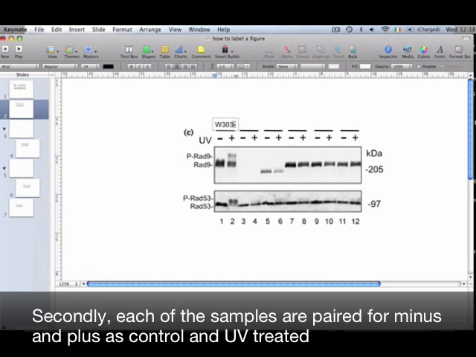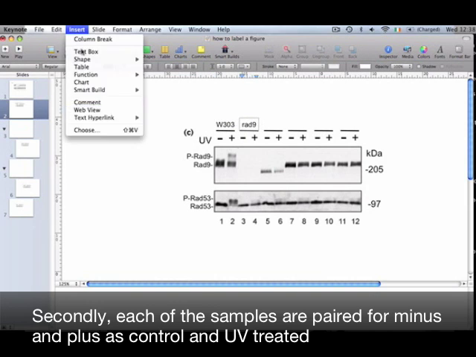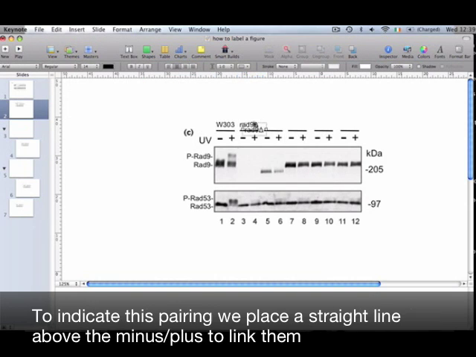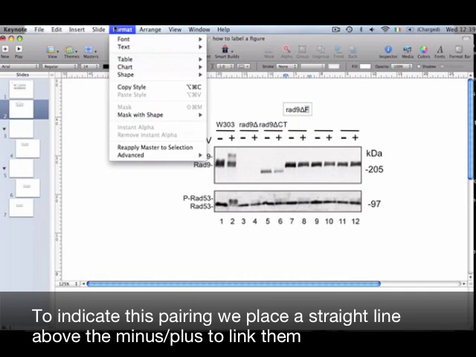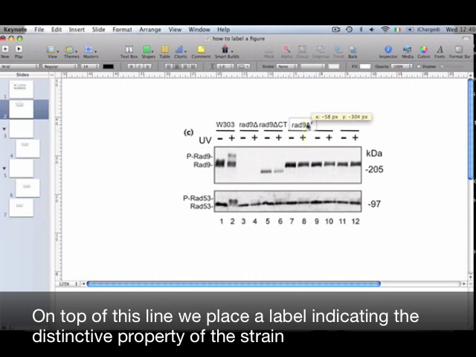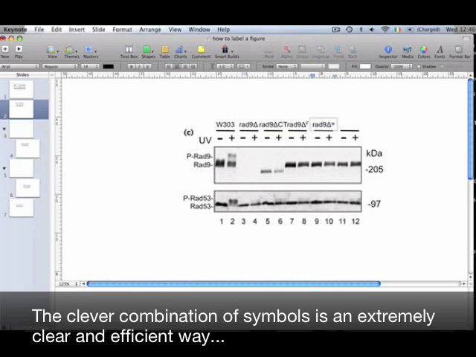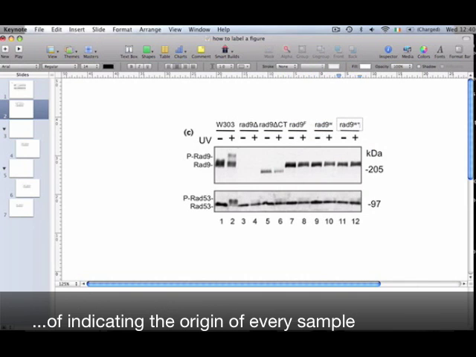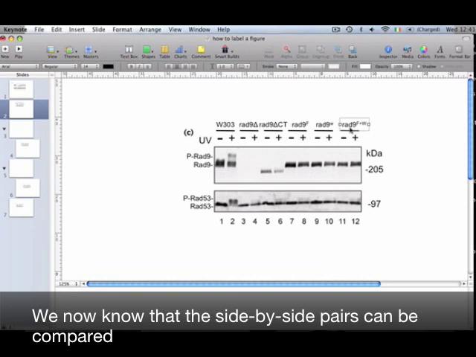Secondly, each of the samples are paired for minus and plus as control and UV treated. To indicate this pairing, we place a straight line above the minus/plus to link them. On top of this line, we place a label indicating the distinctive property of the strain. The clever combination of symbols is an extremely clear and efficient way of indicating the origin of every sample. We now know that the side-by-side pairs can be compared.